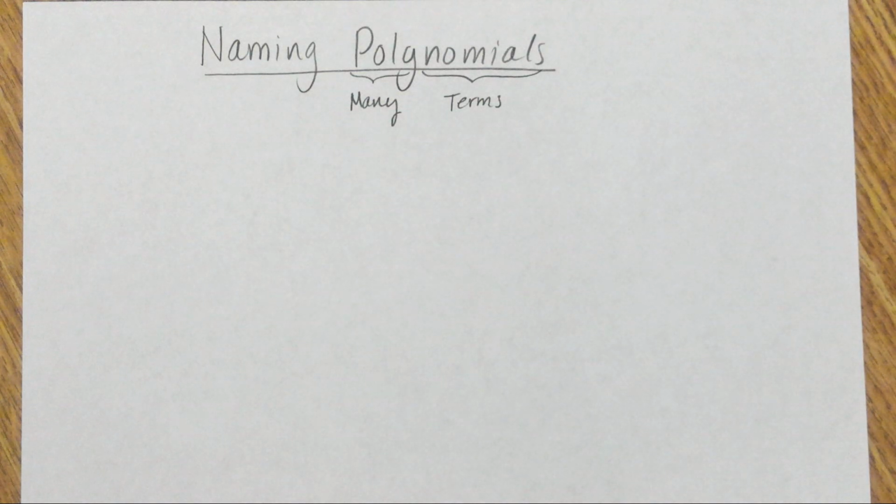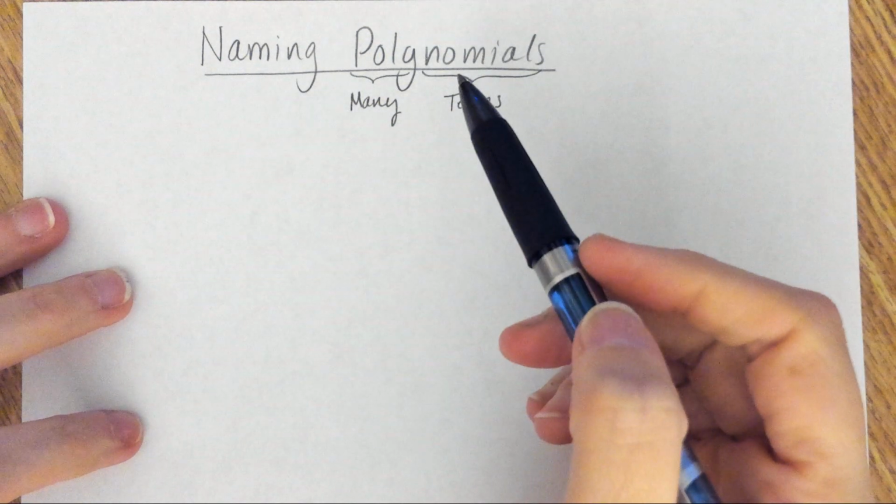As we start working with quadratics more, we're going to have to understand polynomials. We're going to have to know how to add, subtract, multiply, and divide them. Before we can add, subtract, multiply, and divide something, we have to know what it is. So we're going to start off by figuring out what exactly a polynomial is.